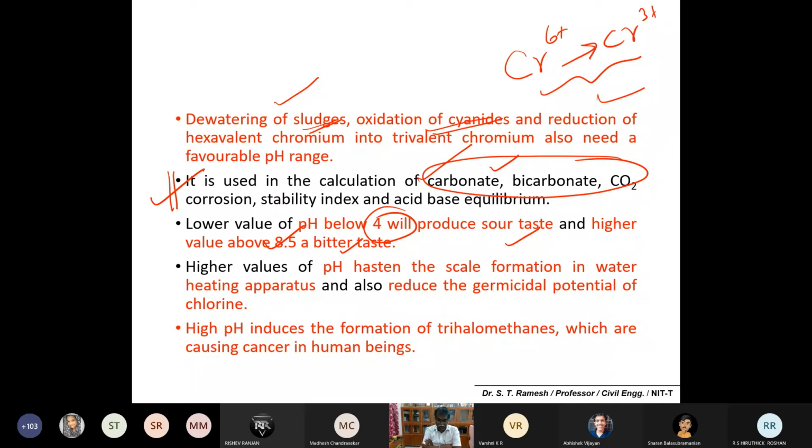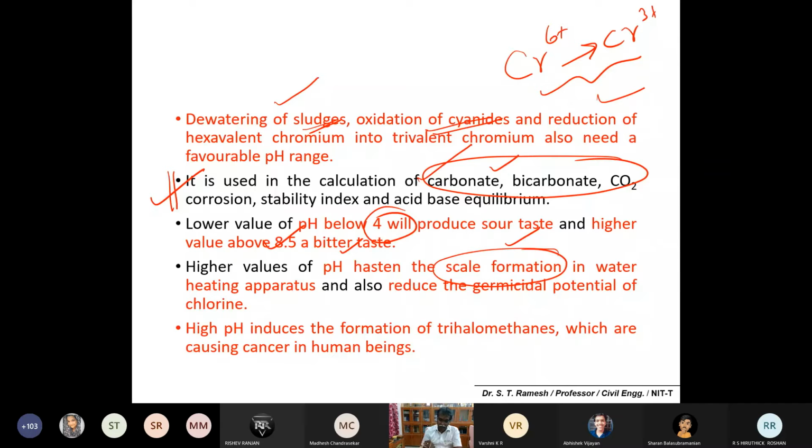And any change in the pH of water sometimes will also alter scale formation. Please make a note on scale formation, which you would have come across in pipes carrying water with a high amount of calcium and magnesium, or calcium hardness water. There could be scale formation in your heating apparatus, in geysers or something. There it is greatly influenced by the pH value.